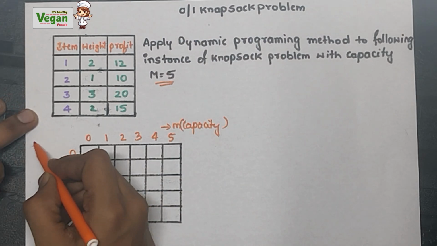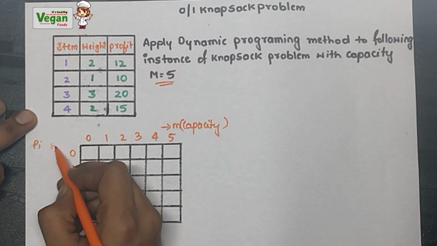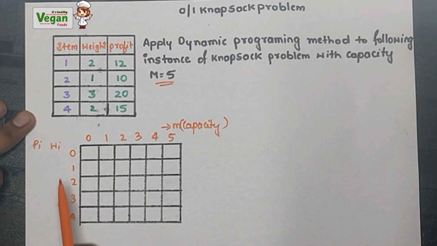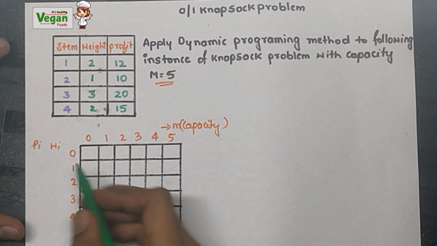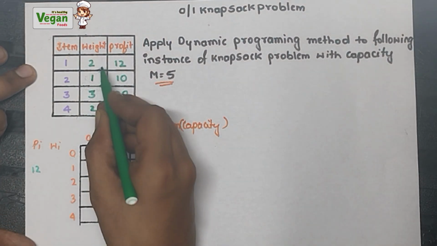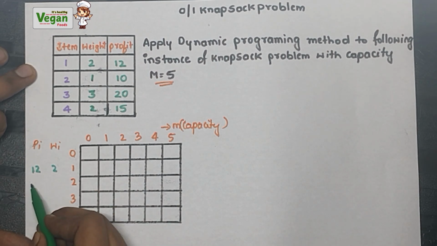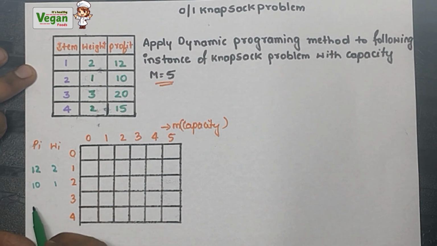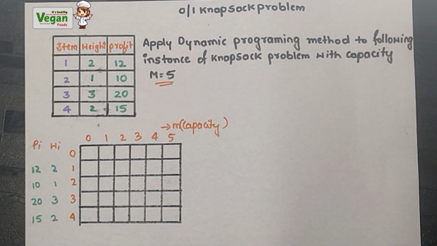First write this side profit. Next this side you write weight. At 0, that is if I didn't fill any of the items, its value will be 0. So don't write any profit or weight. For the first item, profit is 12, weight is 2. For the second item, profit is 10, weight is 1. For the third item, profit is 20, weight is 3. For the fourth item, profit is 15, weight is 2. So now we constructed the table.